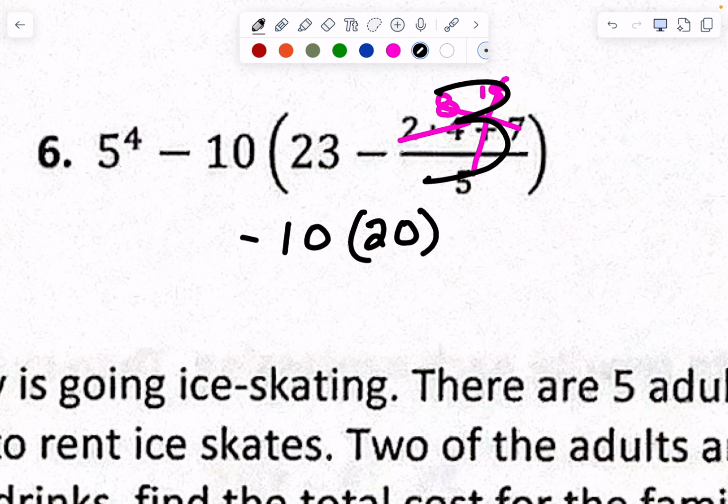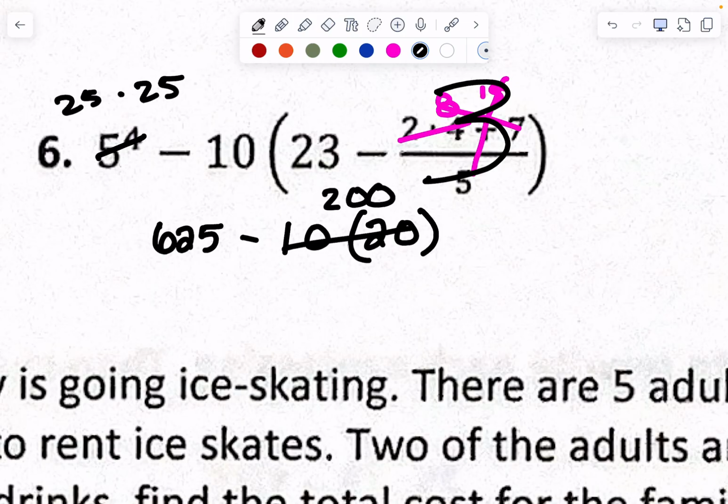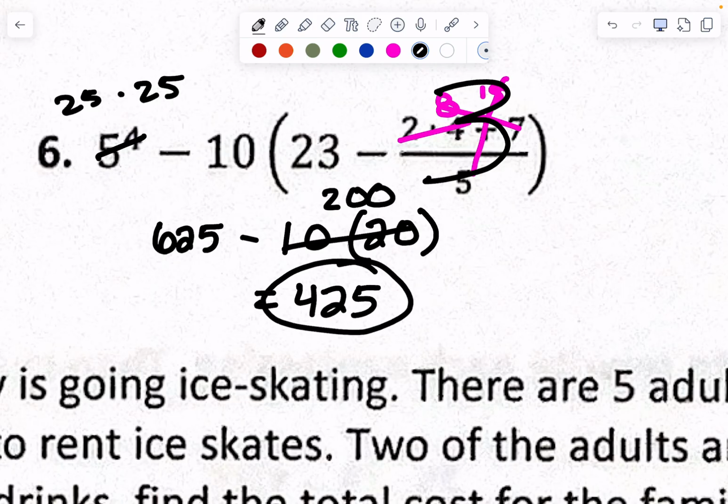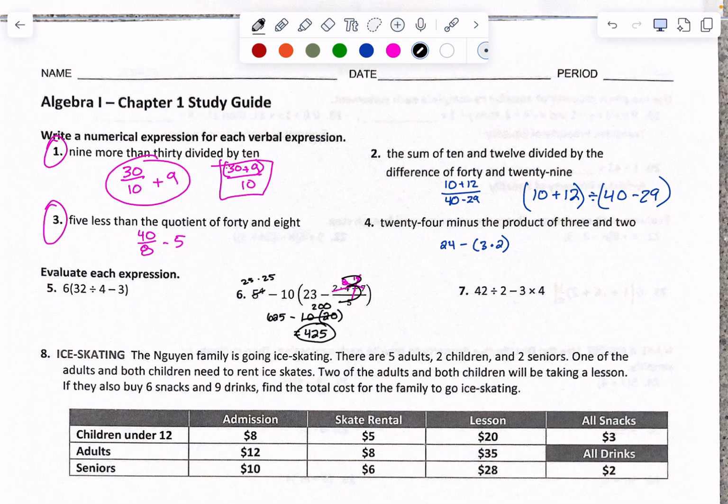Okay, then 5,000 minus... what is 5 to the 4th power? 625? Oh, yeah. That's your final answer, right? 5 to the 4th power is 25 times 25, because 5 squared and 5 squared. And 25 times 25 is 625 minus 200, which is the final answer, 425. Is that okay? Yes. Exactly. All right. You do 4 and 7, and I will do those as well. 4 and 7 or 5 and 7? 5 and 7, that's what I mean.